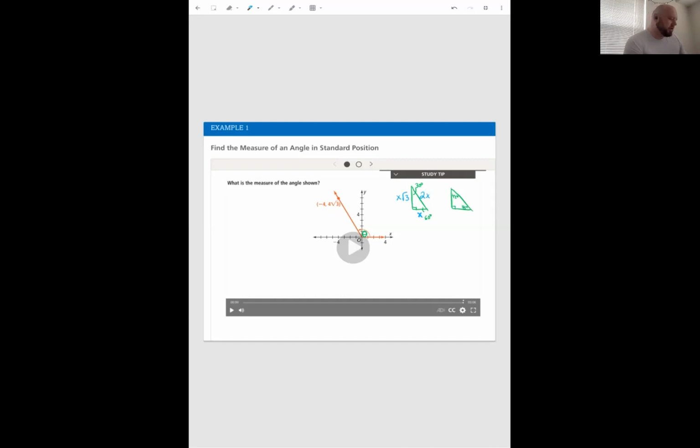For the 45, 45, 90, we talked about that the legs are the same length because this is an isosceles triangle. So if one of them is x, the other one is also x. And the hypotenuse is always x times the square root of 2. We're going to keep these relationships in mind when we're working through this problem.